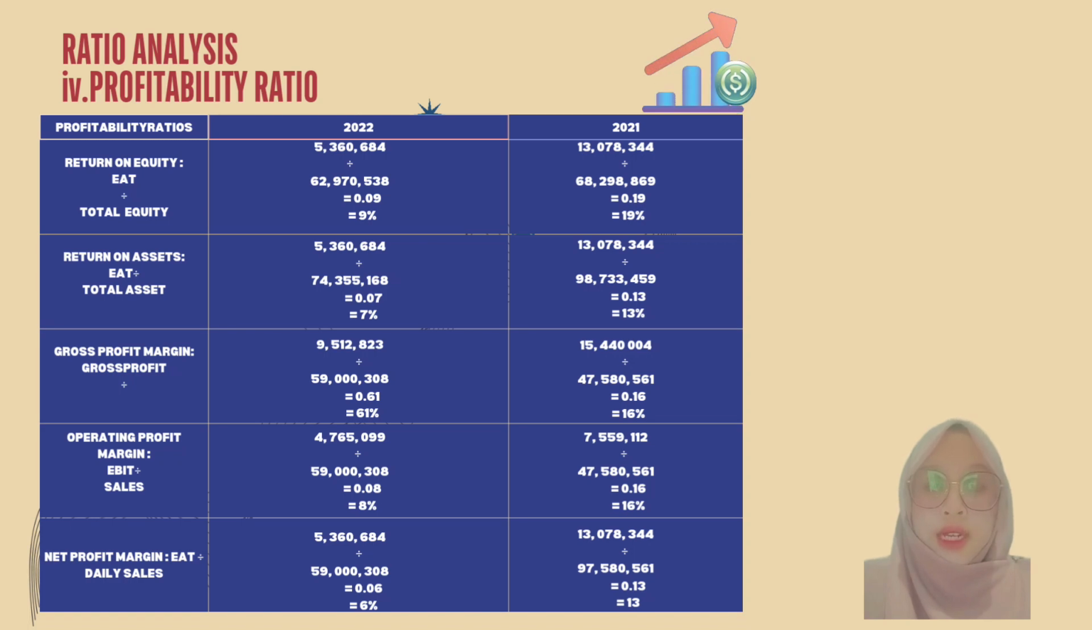Return on asset increased from 60% in 2021 to 61% in 2022. Operating profit margin decreased from 60% in 2021 to 8% in 2022. Net profit margin decreased from 0.13 in 2021 to 0.06 in 2022.